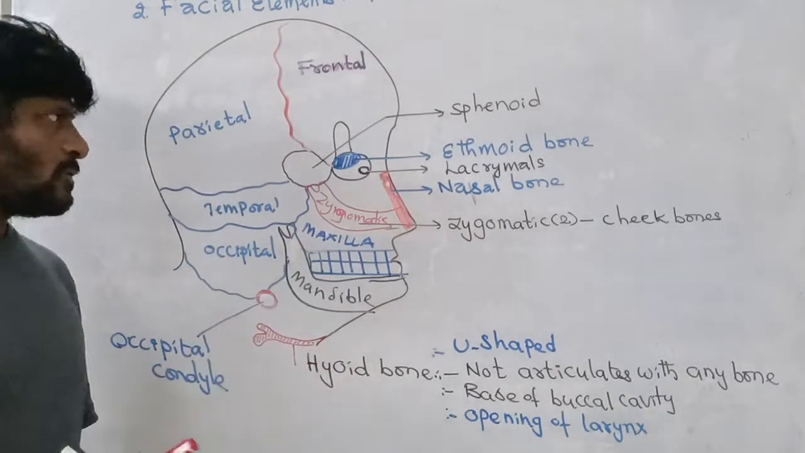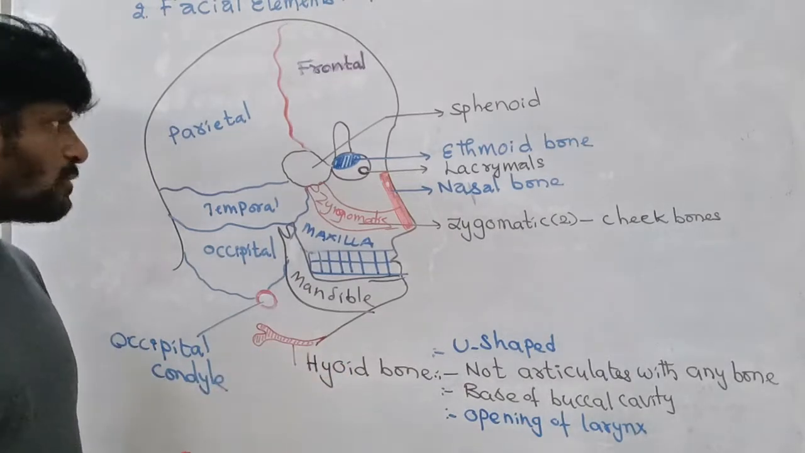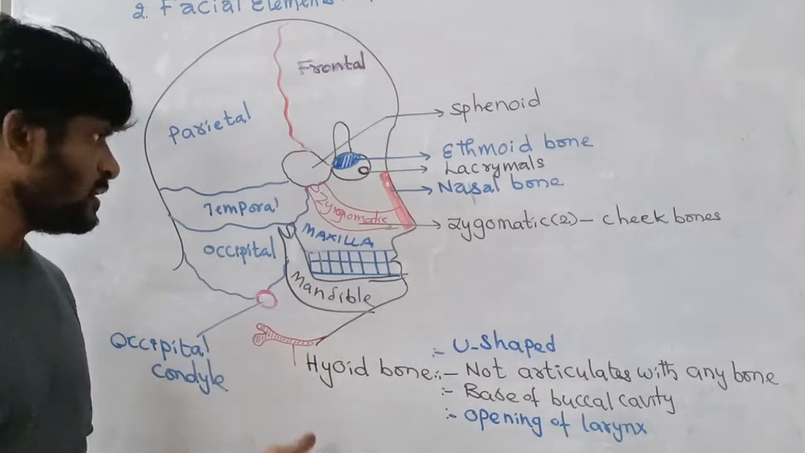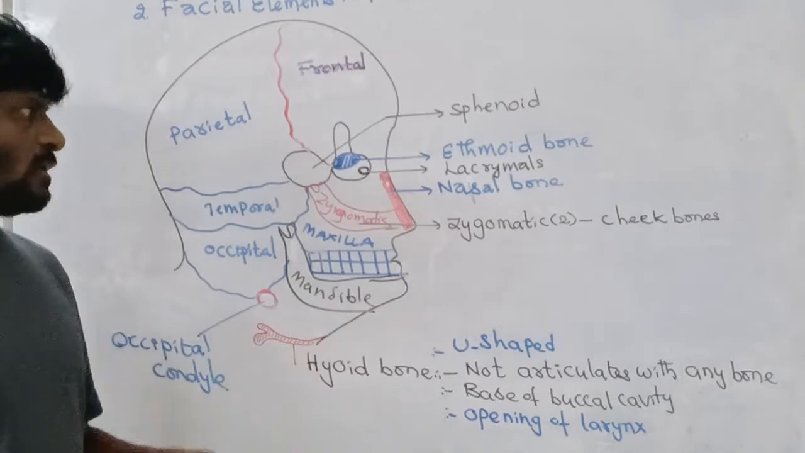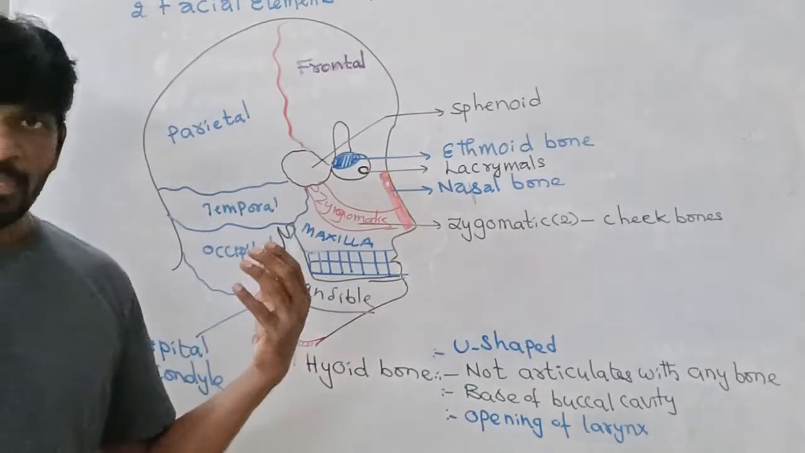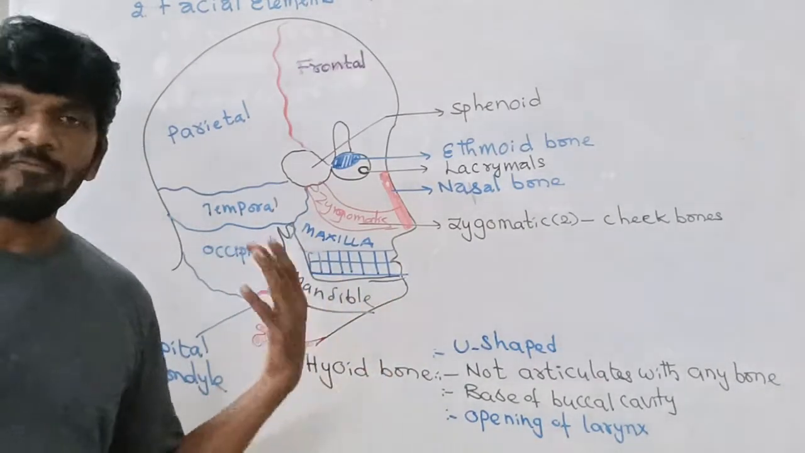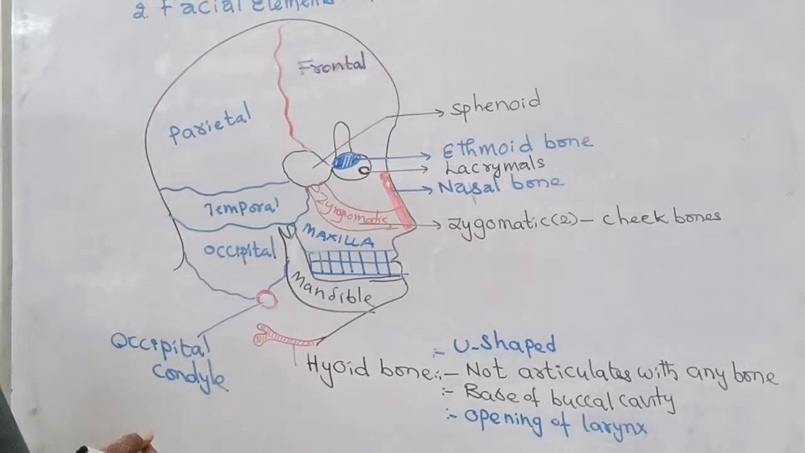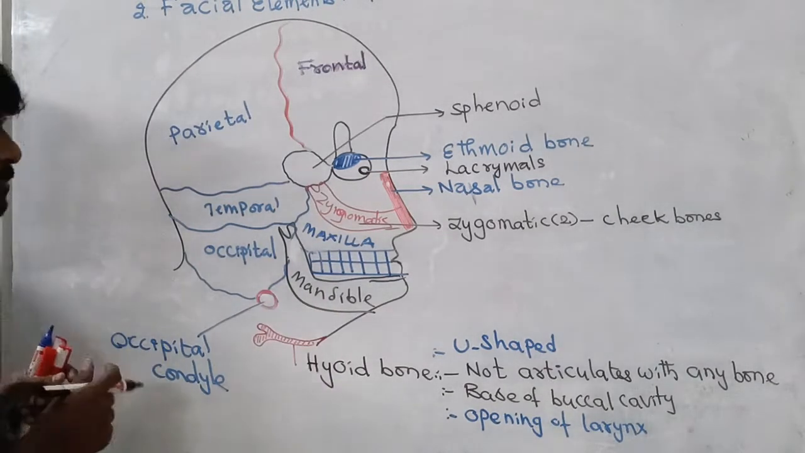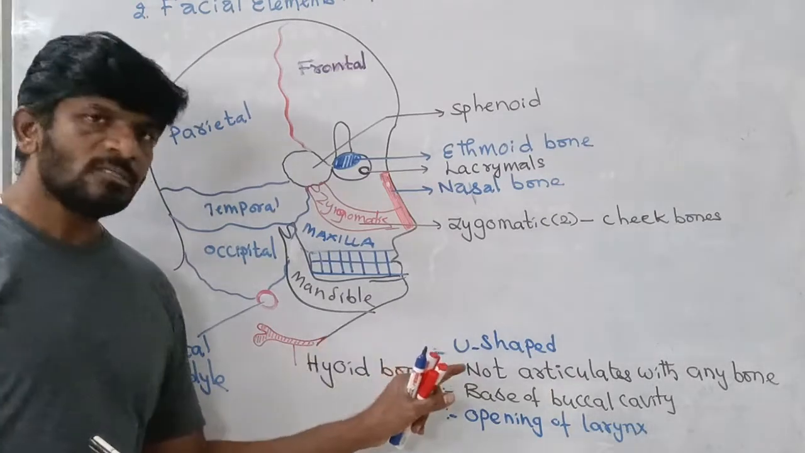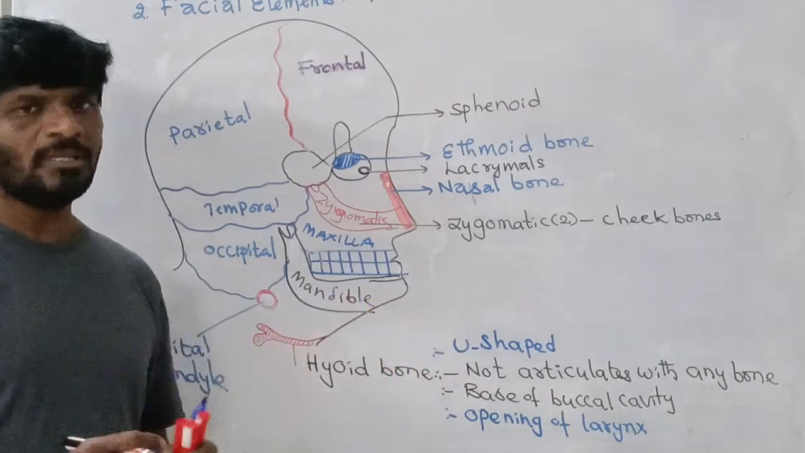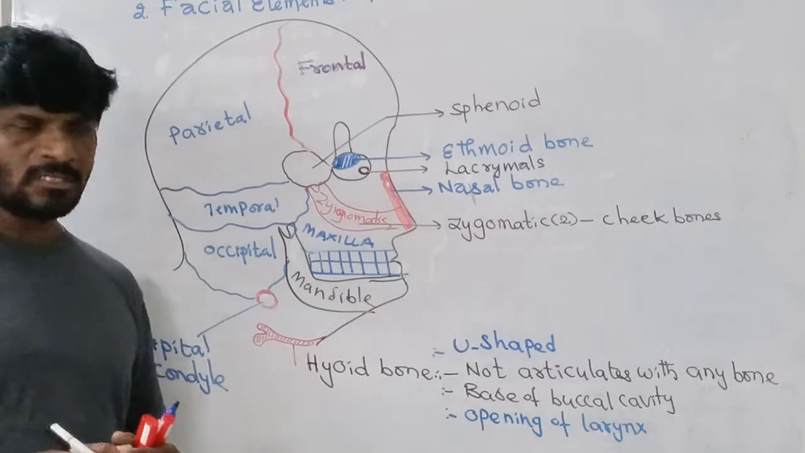Lacrimal bones are part of the facial bones, zygomatics and the maxillary bones, mandibular and the nasal septal bones, nasal conchae bones and the vomer bone. Vomer also is part of the facial bone. As many as 14 bones are present in the facial elements. But here, the hyoid bone is not articulating to any other bone in the facial elements as well as in the skull.